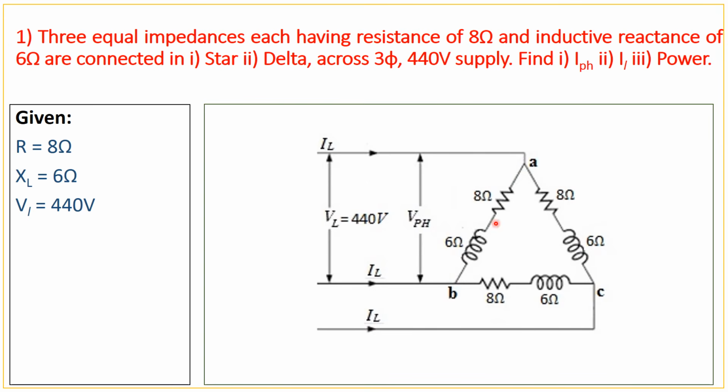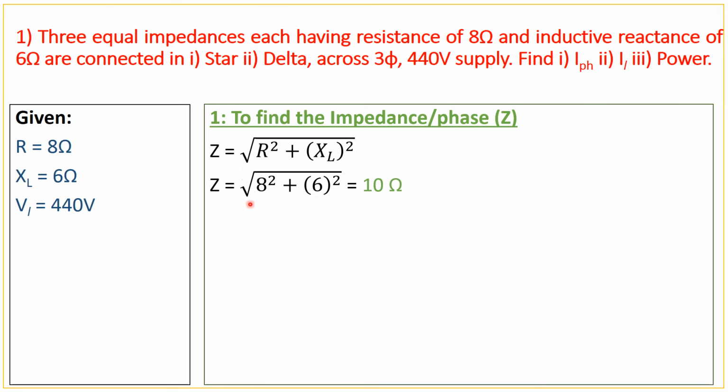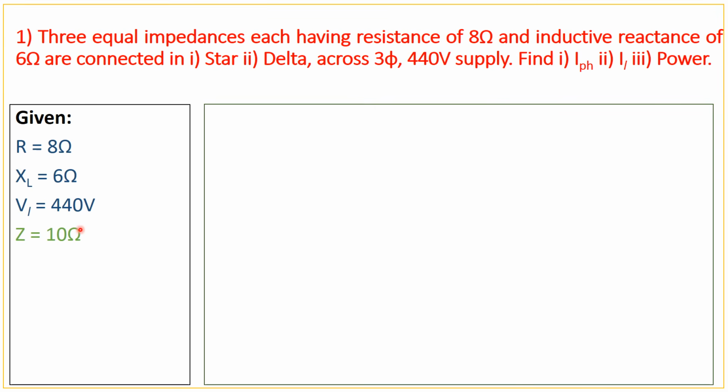So first you must draw the circuit in delta configuration. So 8 ohm, 6 ohm, 8 ohm, 6 ohm, 8 ohm, 6 ohm, and VL is 440 volt. So draw the circuit diagram first, then find the impedance. So impedance anyway will remain the same because the values are the same. So again 8 square plus 6 square is 10 ohm. So I have written 10 ohm.